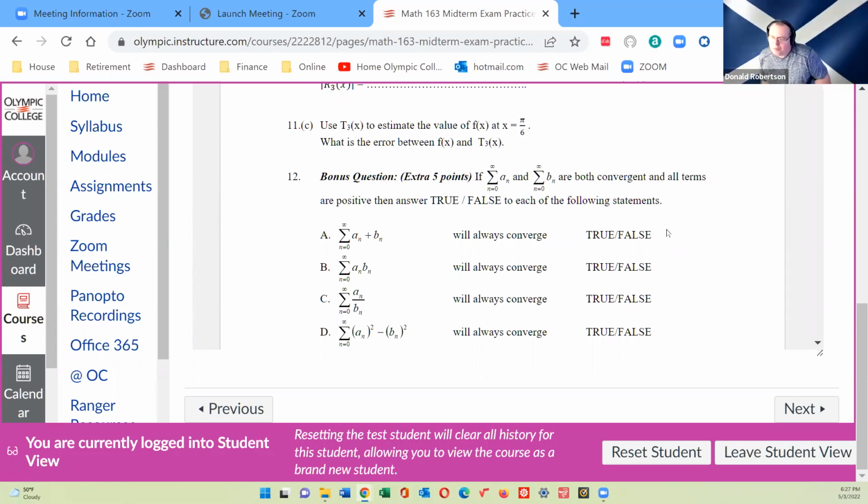Oh, you may say, but multiplying things tends to make things bigger. Well, that's true if you multiply two big things together. But if they converge, aren't they going to be two very small things? And don't two very small things, when you multiply them together, make it even smaller? And that's why it would converge.